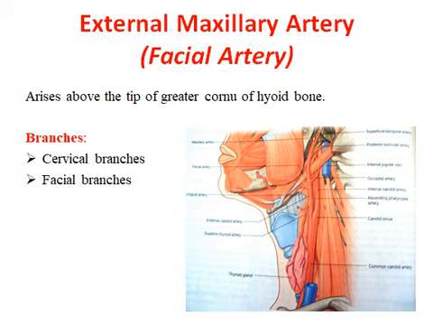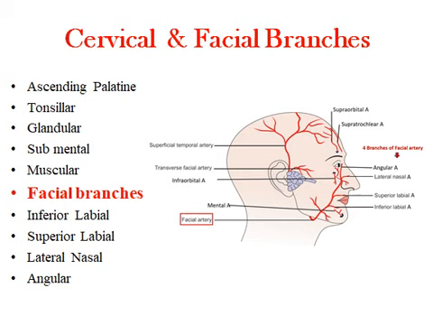The facial artery with its branches supplies the submandibular gland, lip, chin, most of the facial muscles, tongue, pharyngotympanic tube, soft palate, and tonsils. The various branches of facial artery. Branches of cervical part of facial artery are ascending palatine, tonsillar, glandular, submental, muscular.